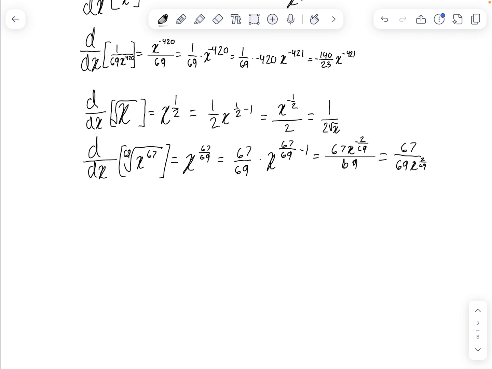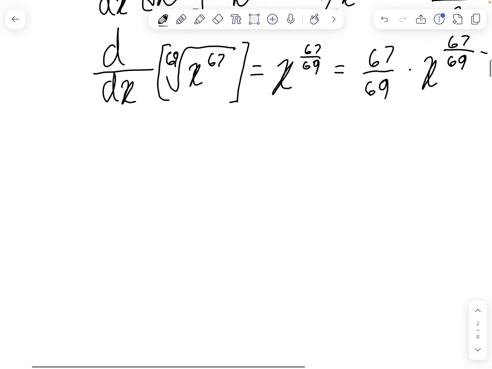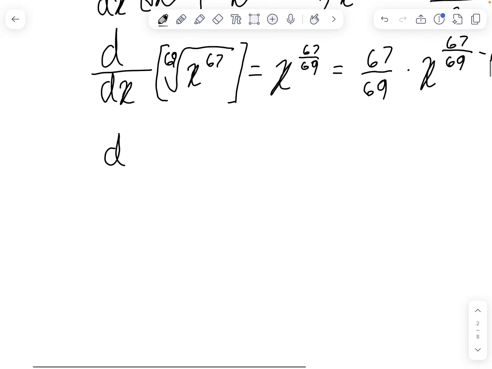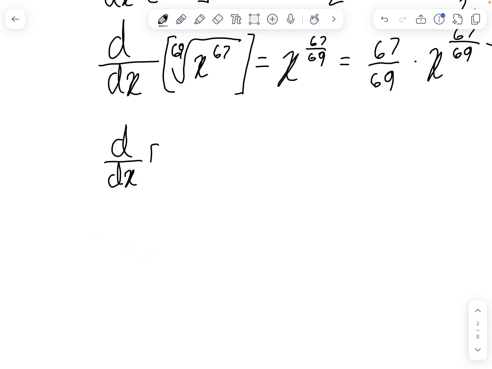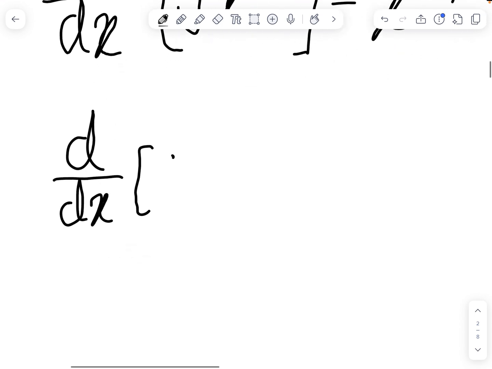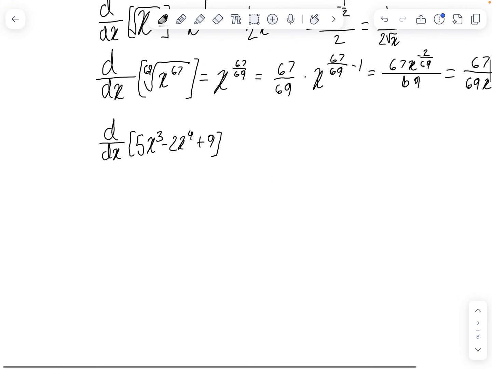And for the final question, this is just a challenge question for you guys. There's no harm if you can't do it, but what is the derivative of 5x cubed minus 2x to the power of 4 plus 9? So yeah, solve that. Hopefully you paused the video and solved it.